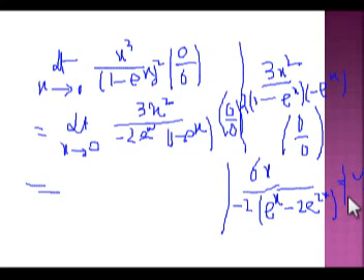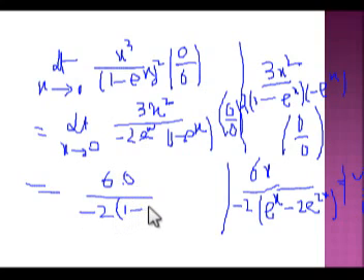Now we will put the limiting value here. What will be the limiting value? The limiting value will be 6 into 0 over minus 2 e to the power 0, which is 1, and minus 2 again 1. So this will be 0. So this answer is 0. So here I applied L'Hospital's rule.